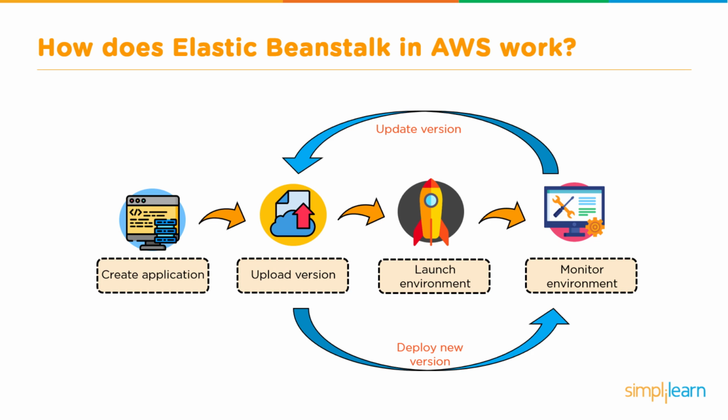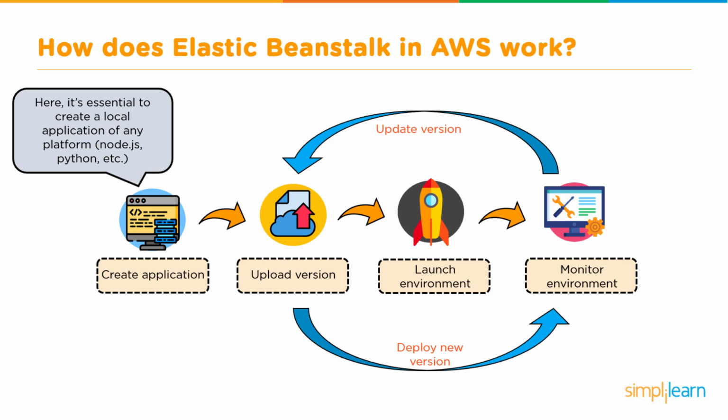Now, in case you want to update any version, you just upload a new version, deploy that, and then monitor your environment. So these are the essentials to create applications for any platform, whether it's Node.js, Python, etc. These are the things that you have to take care of, and this is the sequence you have to follow while creating an environment. So you can say that it's a 4 step creation or deployment of your application.